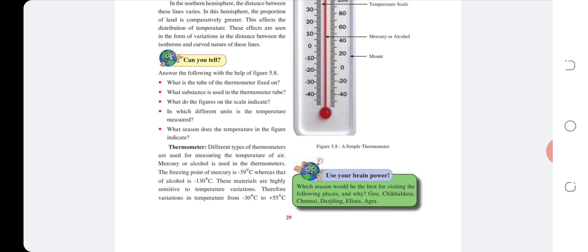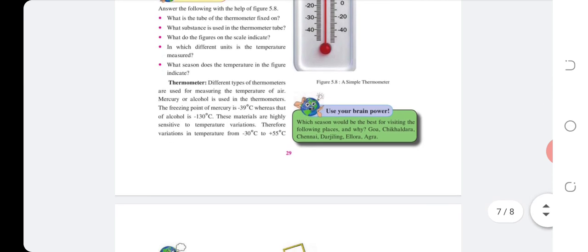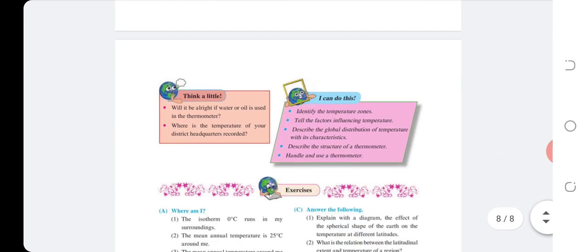Use your brain power. Which season would be the best for visiting the following places and why? Goa, Chikhaldara, Chennai, Darjeeling, Ellora, Agra. Think a little. Will it be right if water or oil is used in the thermometer? Where is the temperature of your district headquarters recorded? Can I do this?